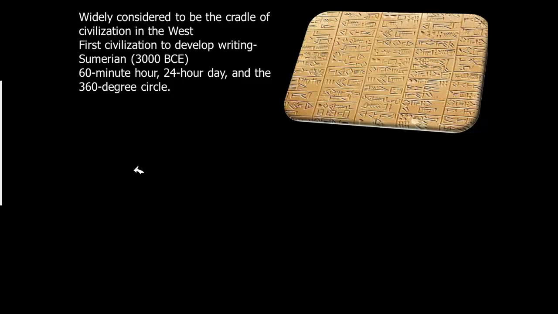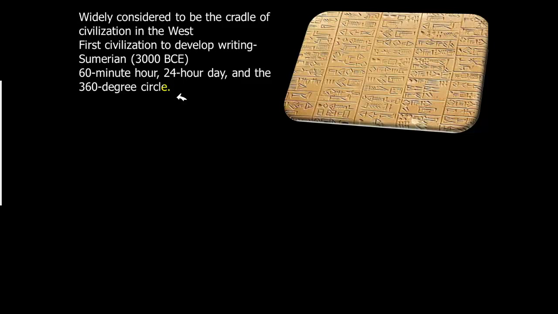Now, when we talk about the contributions that these civilizations have made to the cultures of not only this area, but to this region of the world, and also to the world at large, these are some of the contributions. The Mesopotamian civilization and the Nile River Valley are considered to be the cradle of civilization of the Western world. When we talk about the Western part of the world, Africa, Europe, it is considered to be the cradle of civilization for this part of the world. The first civilization to develop writing is the Sumerian civilization, and this is a part of the Mesopotamian culture hearth. The civilizations of that culture hearth are also responsible for developing things that we have today: the 60-minute hour, the 24-hour day, and the 360-degree circle, concepts which we are still using today.